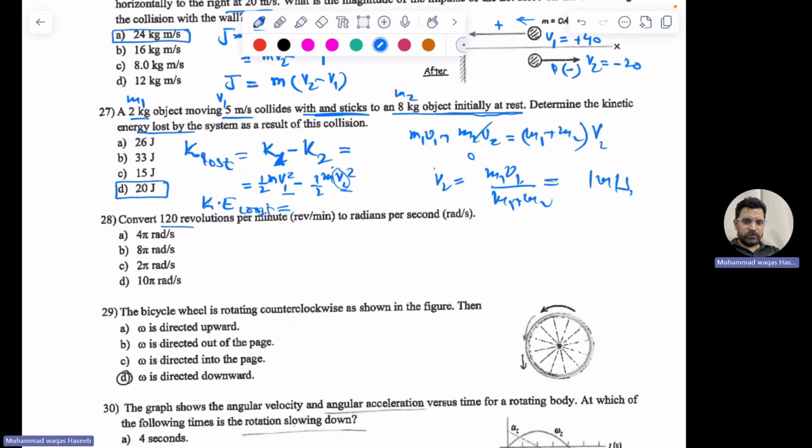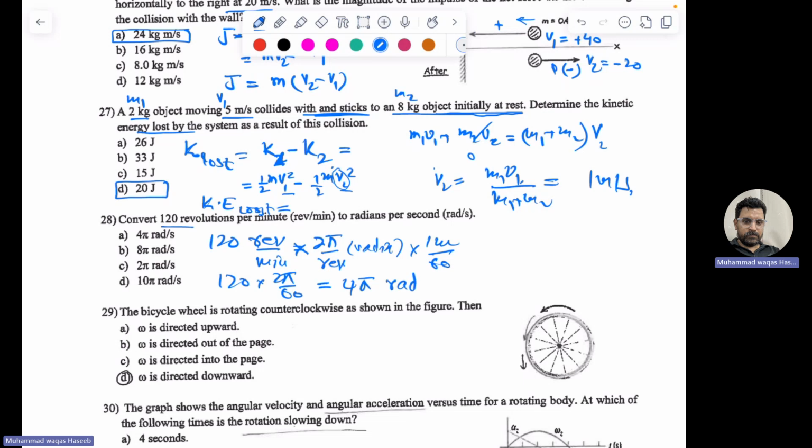Convert 120 revolutions per minute to radians per second. So we have 120 revolutions per minute. One revolution is 2 pi radians, and 1 minute is divided by 60. So 120 times 2 pi over 60, we will get 4 pi radians per second.